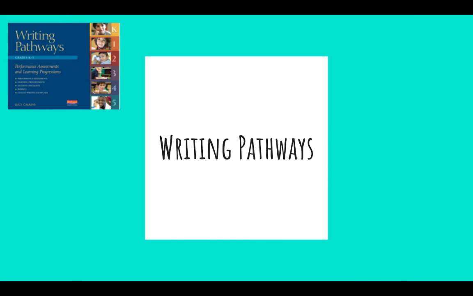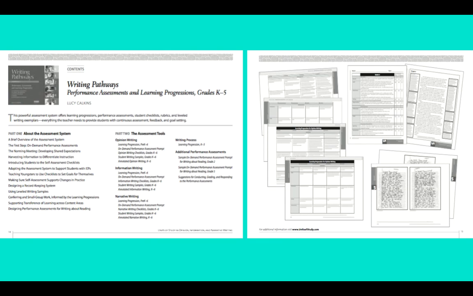Turn to pages 14 and 15. This practical assessment system includes learning progressions, on-demand writing prompts, student checklists, teacher rubrics, student writing samples, and exemplar pieces of writing for each of the 3 genres: narrative, information, and opinion.